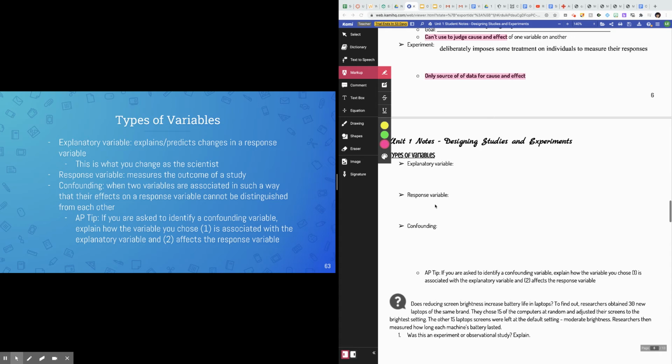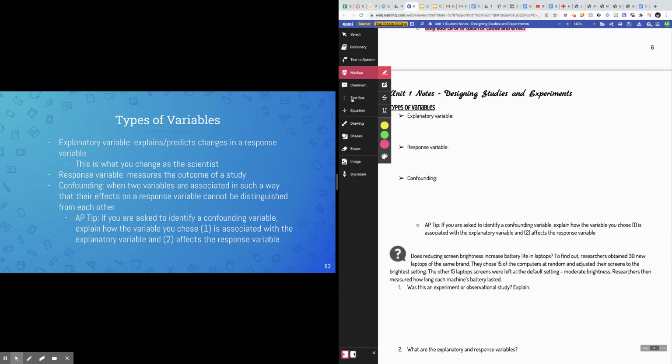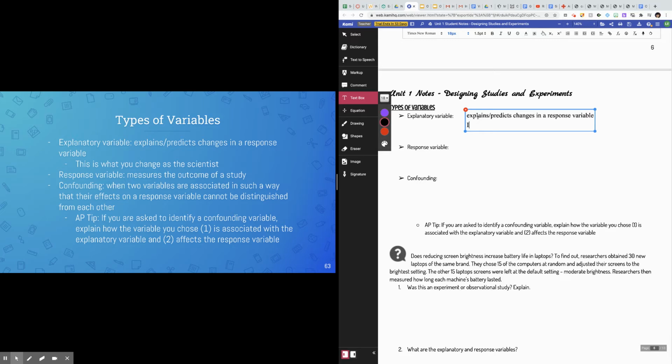So most of you all have taken a science class at some point, okay? So I'm sure that you've heard of, we call them explanatory and response variables in statistics, but you may have called them independent and dependent variables in your science classes, okay? So your explanatory variable explains or predicts changes in a response variable. So, i.e., that's your independent variable.